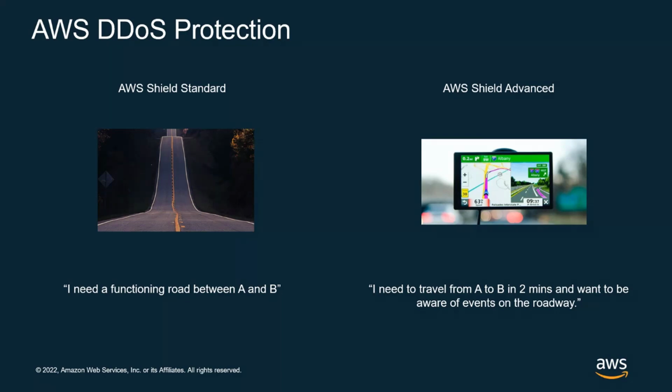So Shield Standard here at AWS is just working behind the scenes. It's part of the infrastructure, and you're going to get that at no additional cost. And there's no visibility, no events. It's just there working, making sure that there's an open path. And then Shield Advanced is for mission critical applications. You get more capabilities, more visibility to what's going on, and you'll get some tools that you can put in place to help mitigate problems that are between A and B.